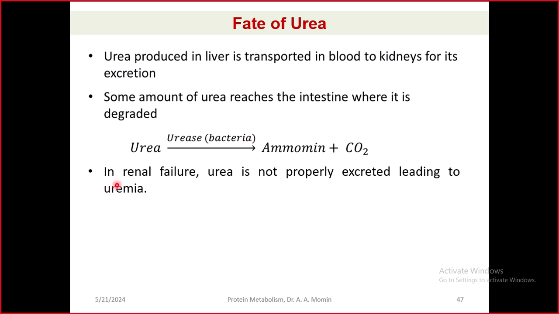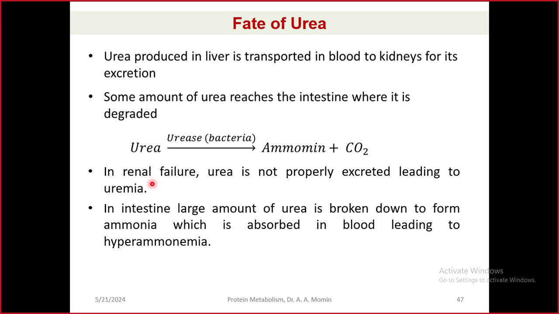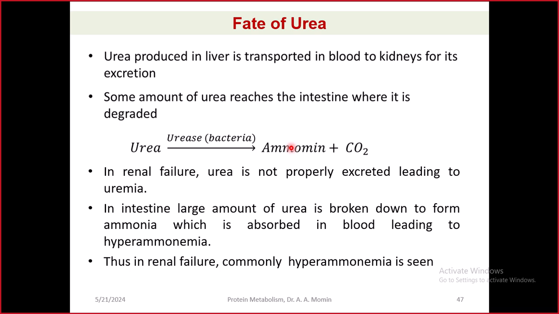And in the intestine, a large amount of urea is broken down to form ammonia, which is absorbed in the blood, leading to hyperammonemia. So this reaction shifts towards the right hand side and ammonia is formed, and this ammonia is absorbed in the blood, leading to increased level of ammonia, that is hyperammonemia. Thus in renal failure, as urea is not excreted in the urine, it takes the other path, that is the intestine, is catabolized to ammonia, and ammonia comes to the blood, causing hyperammonemia.